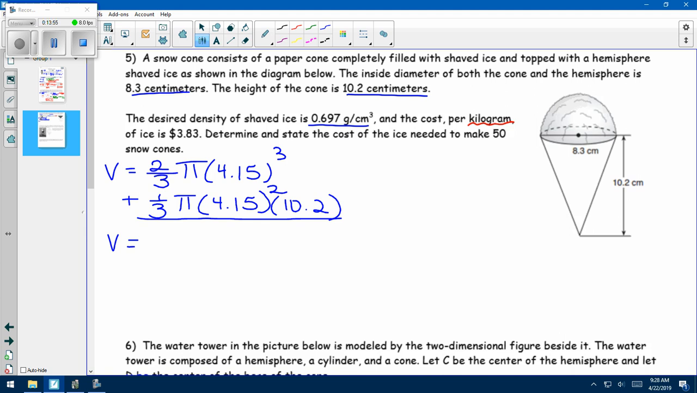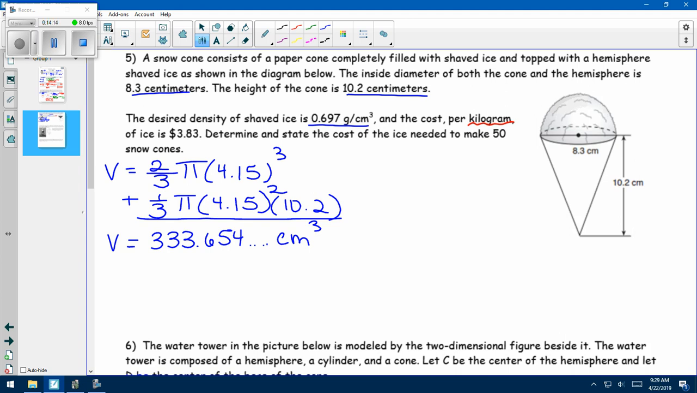The volume that I came up with in cubic centimeters is 333.654. Okay, and that's not my final answer yet, so I'm going to put ... after that. Okay, but that's the number of cubic centimeters we have for the volume.